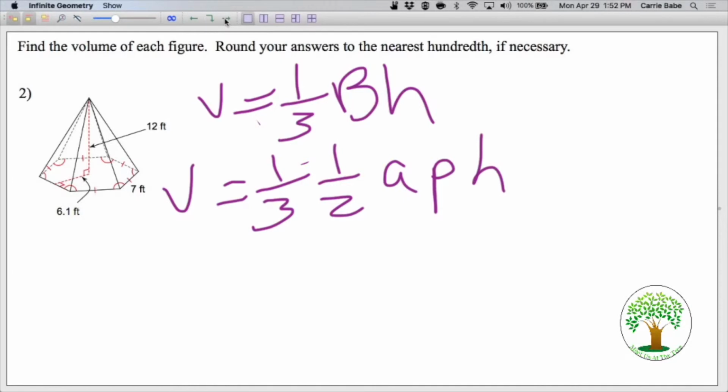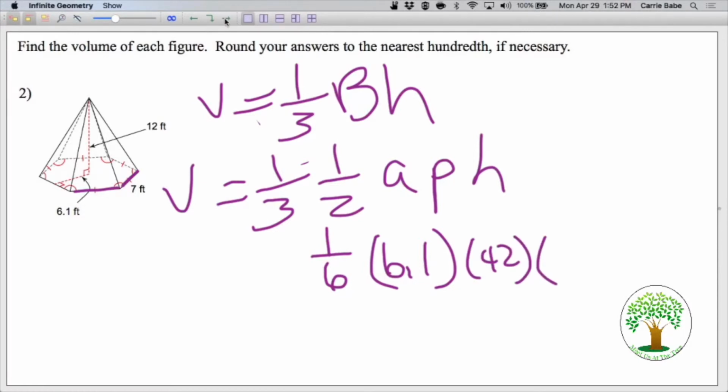Since you guys are really relying on your calculators a whole lot, you shouldn't really be too sad about 1/3 times 1/2. You guys just put that in your calculator. I don't like writing 1/3 and 1/2 again, so I'm going to write 1/6 because you just multiply them together. The apothem is 6.1. The perimeter, 42, because there are 6 sides and they're each 7, so 6 times 7 is 42. And your height is 12. Good job. 512.4. Is that what you got?